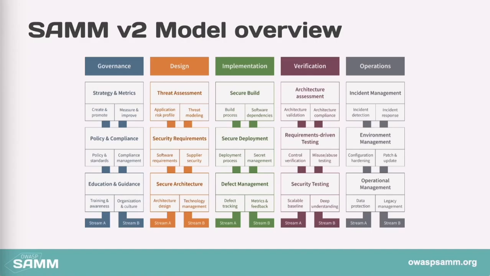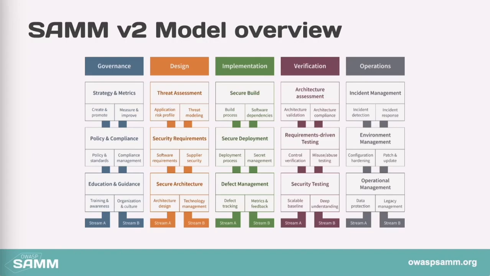Each business function is a category of activities that any organization involved with software development must fulfill to some degree. Each business function has 3 security practices. These are areas of security-related activities that build assurance for the related business function. Security practices have activities grouped in logical flows and divided into 2 streams. Streams cover different aspects of a practice and have their own objectives, aligning and linking the activities in the practice over different maturity levels.